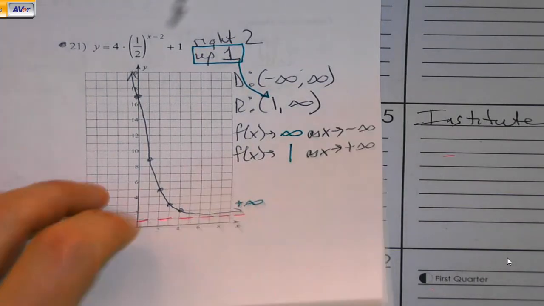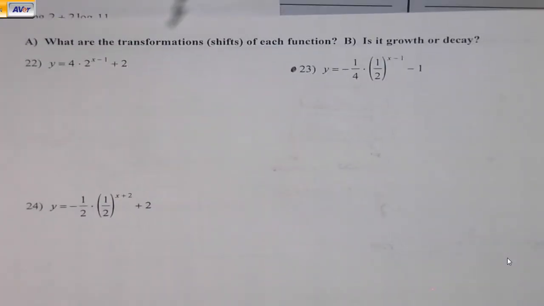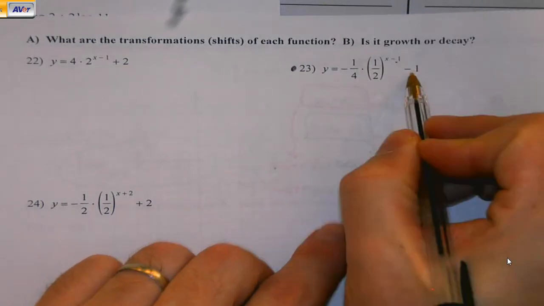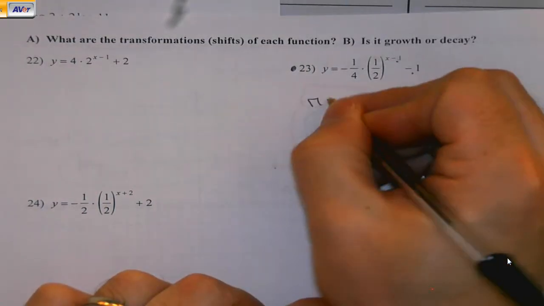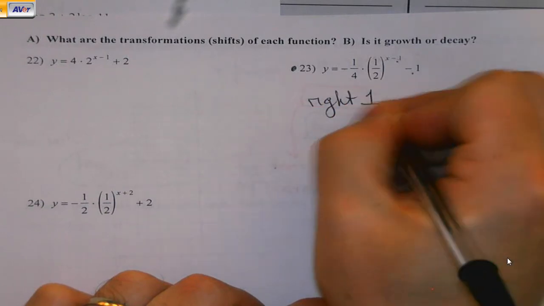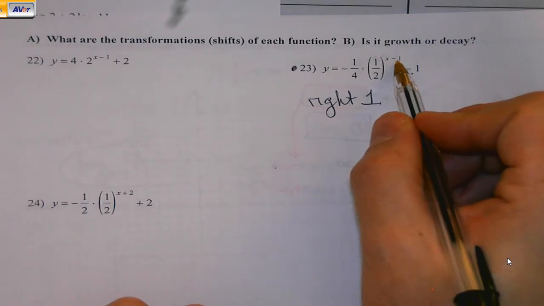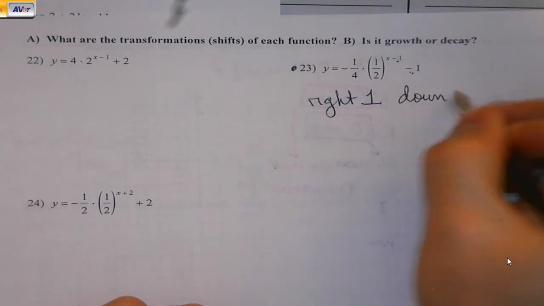Now, the rest of this is going to be a little bit more just, well, I don't want to say informational, but it is. Okay? 22, 23, 24. What are the transformations? What are the shifts of each function? Remember, when we're doing growth and decay, the exponent is left, right. Out here is up, down. So here, minus is going to be right, plus is going to be left. It's the opposite of what we think. The end will be what we think it is.